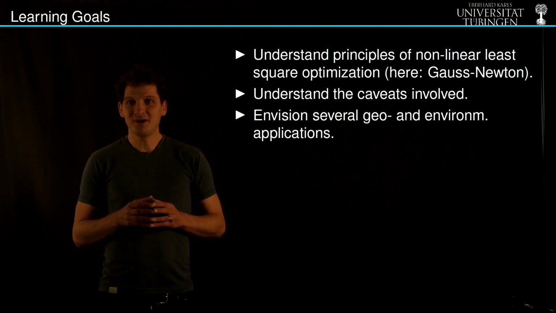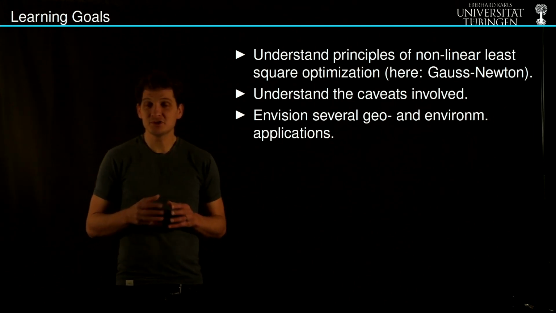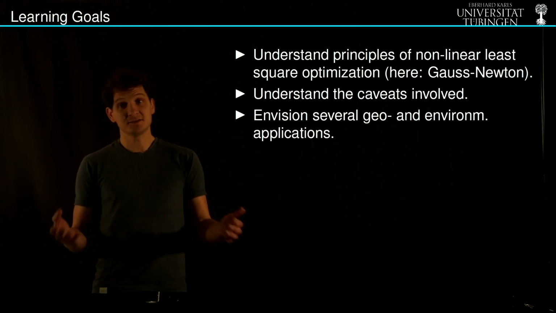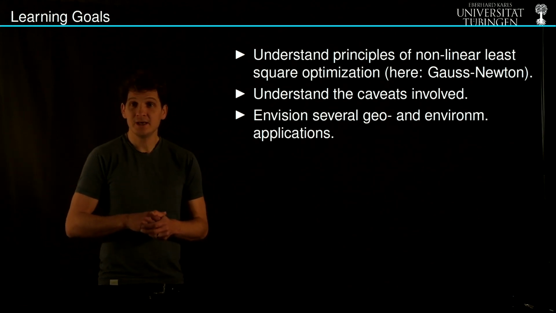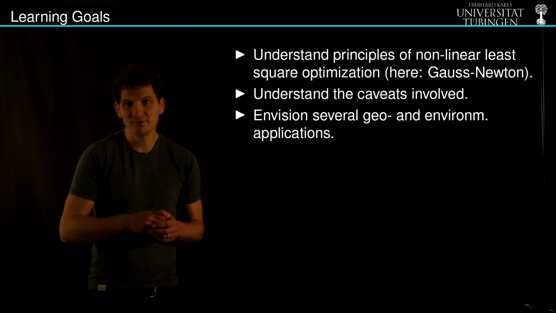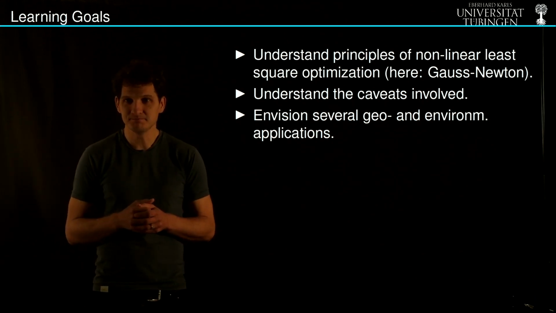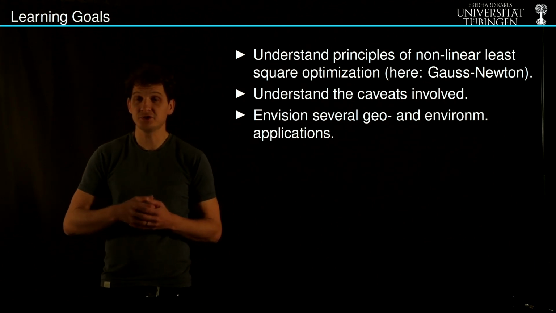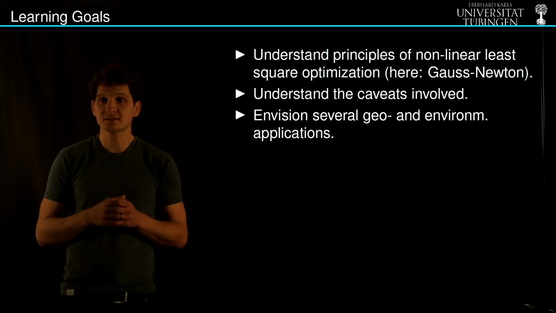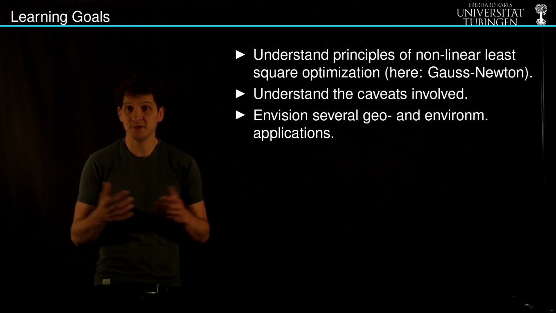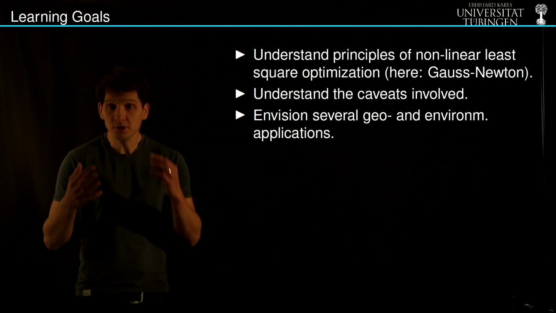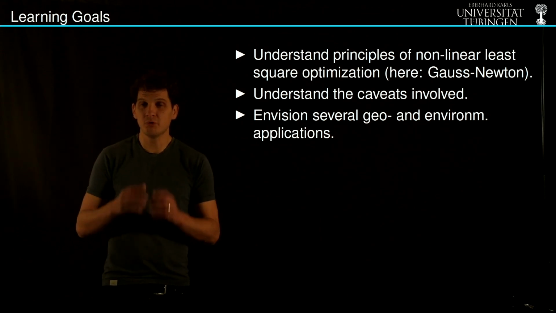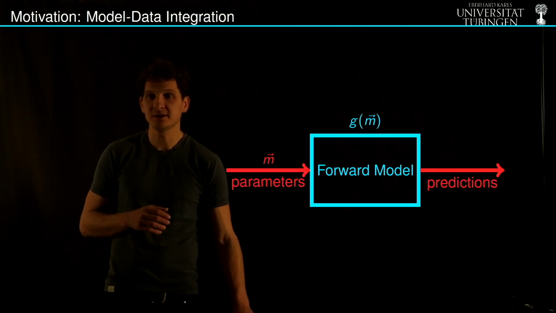Dear students, welcome to a video in which I explain the principles of a non-linear least square optimization technique, and we will focus on the simplest example, which is the Gauss-Newton method. After watching this video, you should have a good understanding how this optimization technique works, why it does come with some caveats and should always be applied with care, but most importantly, you should understand why those optimization techniques are important in the geo and environmental sciences.